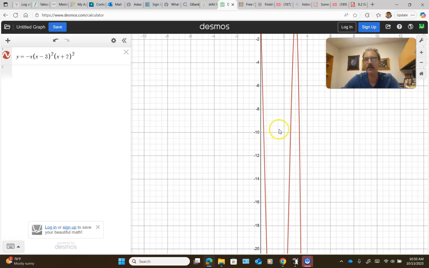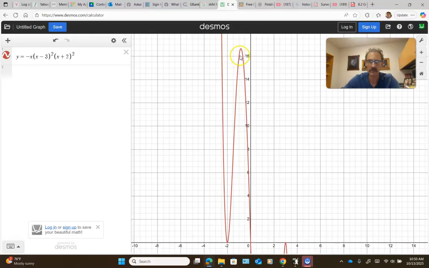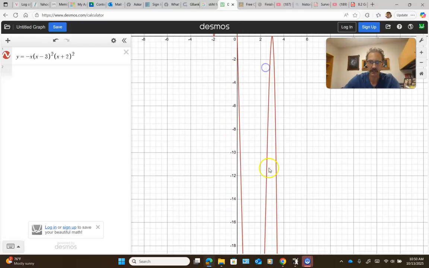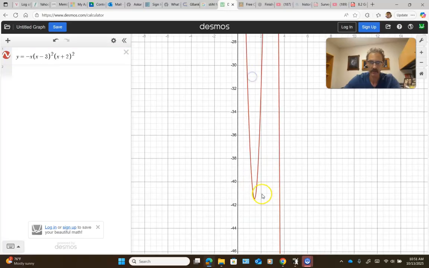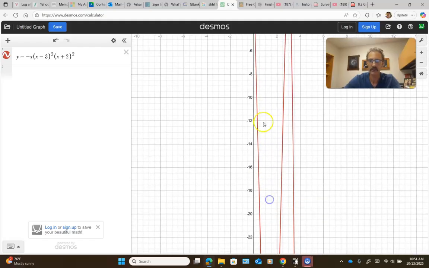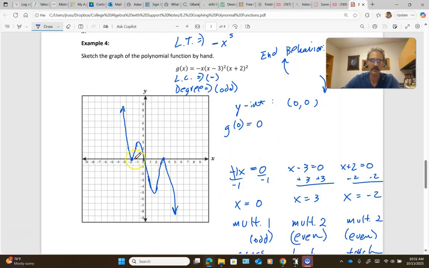Like I said, we didn't know exactly how high the function would go. You can see it comes all the way up here, to a y value beyond 17. And then down here, it goes quite a ways, all the way down here to about, I don't know, -41.5 before turning around. Okay. But what I did in my notes is just a rough sketch.